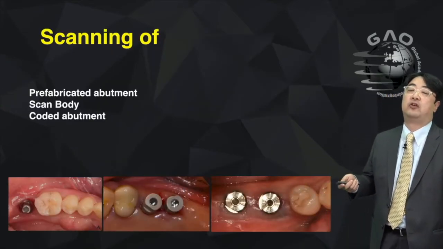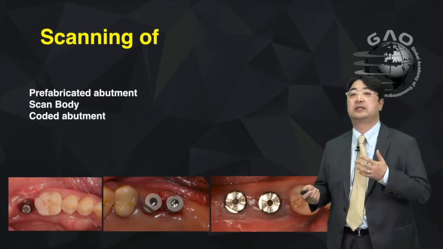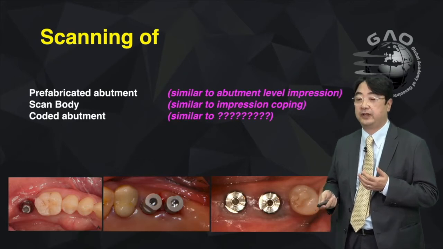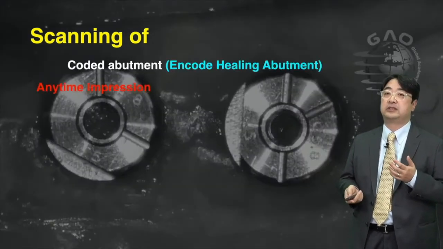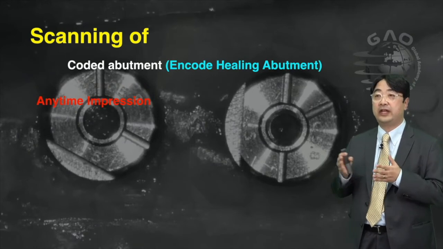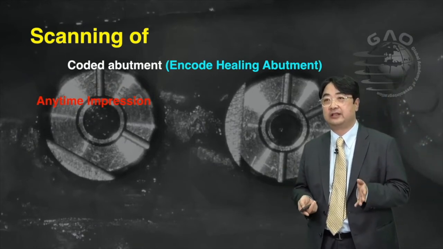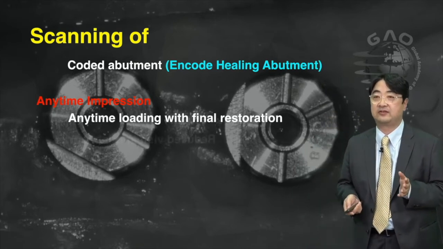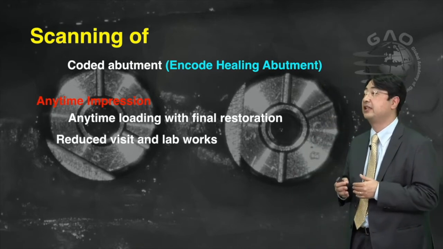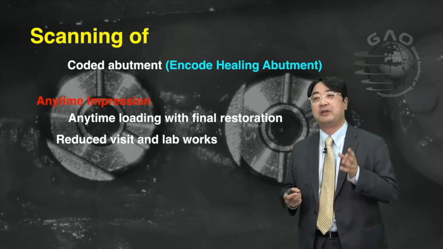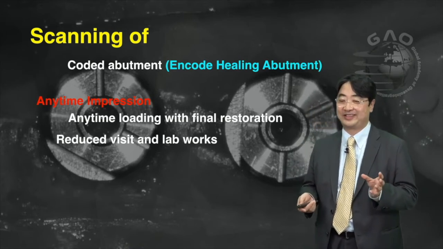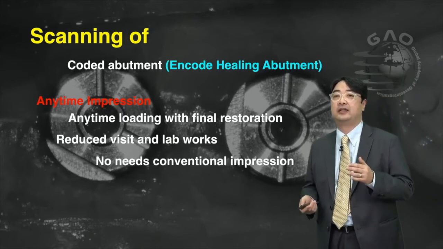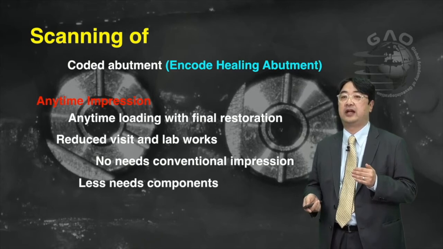So for scanning, you can use a prefabricated abutment, scan body, or coded abutment, right? Scanning the in-coat healing abutment gives you the freedom to load the implant. So it gives you an anytime impression. That's the biggest advantage you have. Maybe there are disadvantages as well. Maybe you need to have more components in stock in your office. So that's another bad thing. But the good thing is you can make an impression anytime.